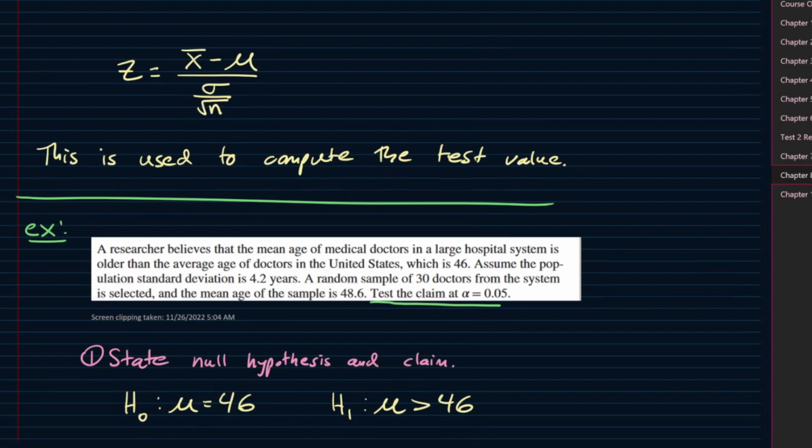In the beginning it says, a researcher believes that the mean age of medical doctors in a large hospital system is older than the average age of doctors in the US, which is 46. Sorry about that.